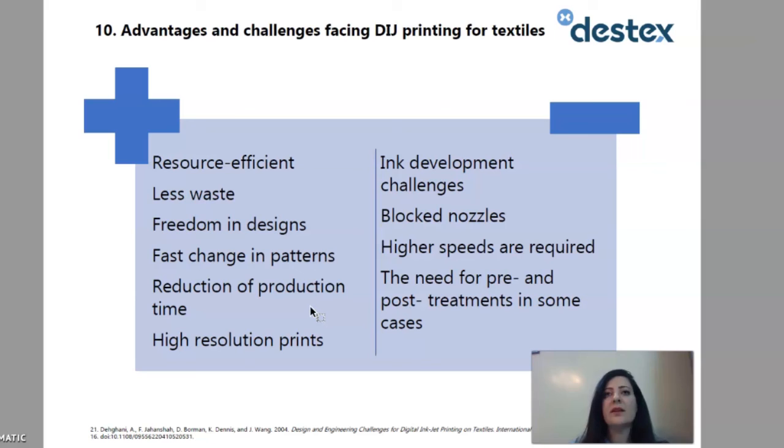So we can see that there are a lot of advantages for this method over the conventional methods of printing. For example, there is less waste because we have drop-on-demand. We have the flexibility for fast changing trends nowadays. We can change the patterns very quickly, and of course with high resolution. But still, these kinds of technologies face some challenges, including the chemistry of the ink and some blocked nozzles and some technical issues that need to be improved.